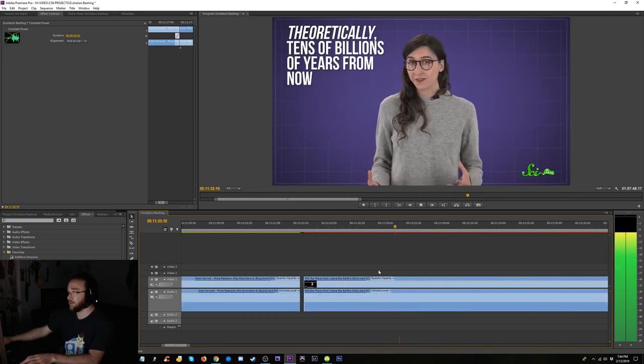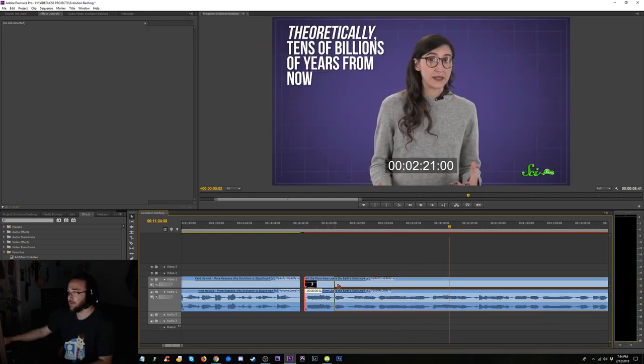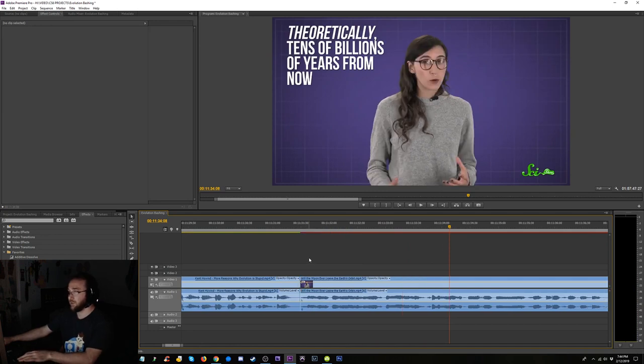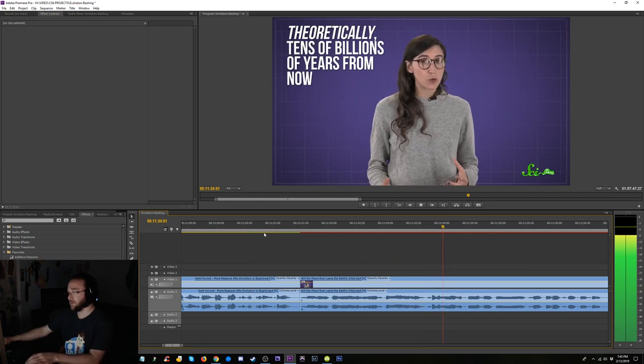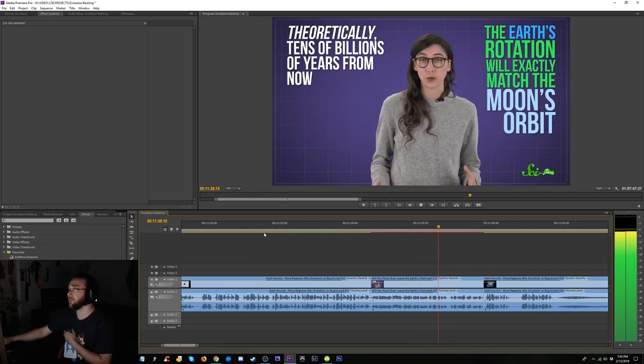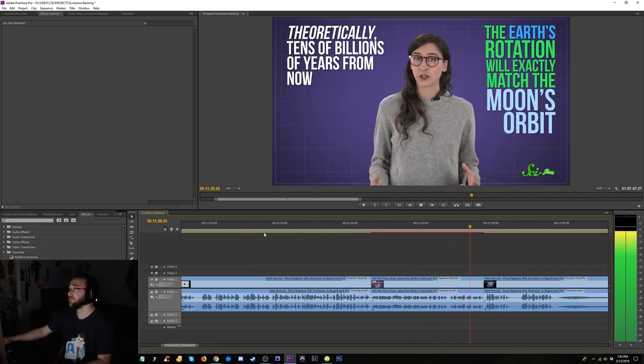Tens of billions of years from now, this tug of war between the Earth and Moon would cause the Earth's rotation to slow to exactly match the Moon's orbit.